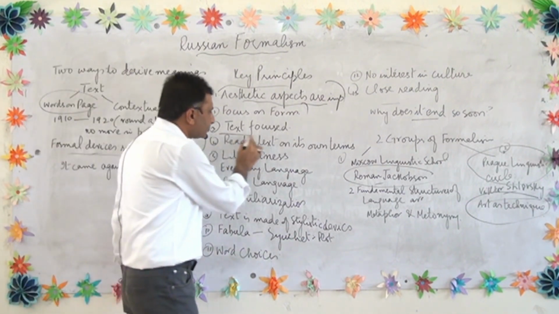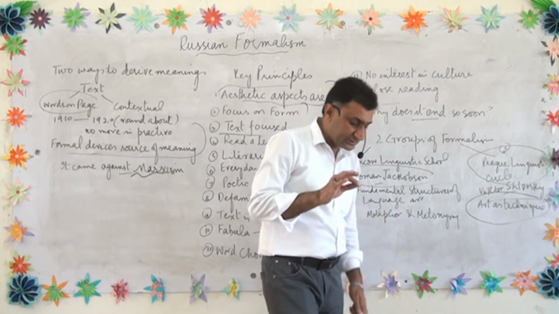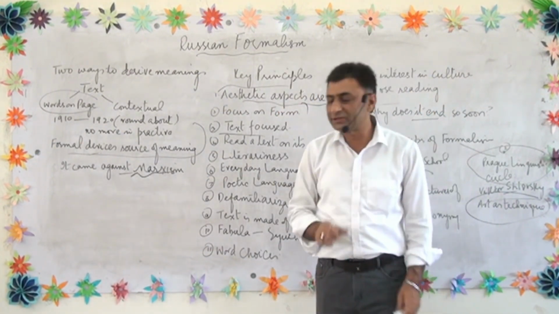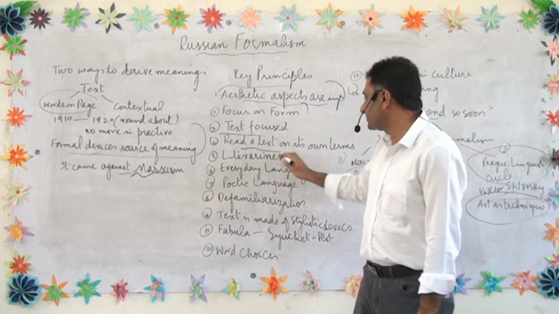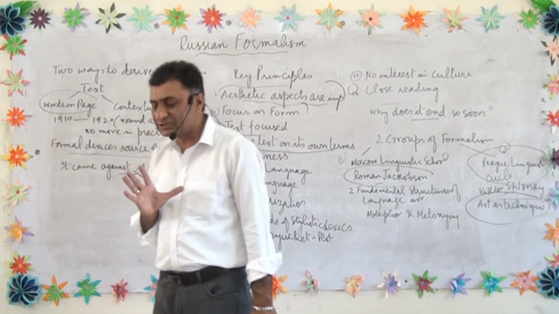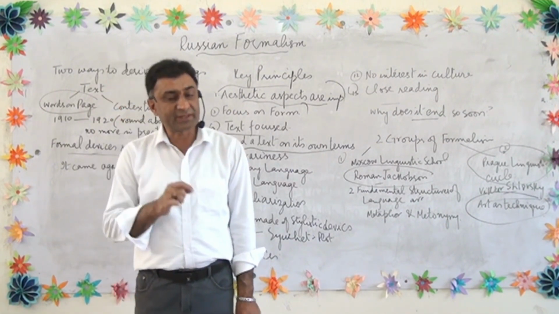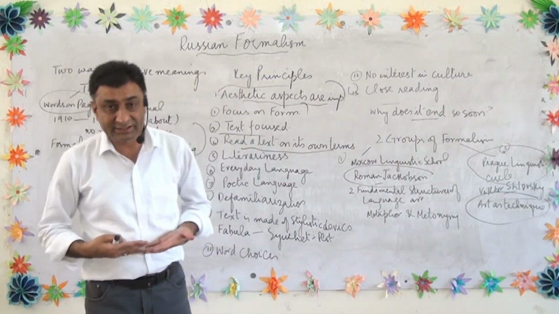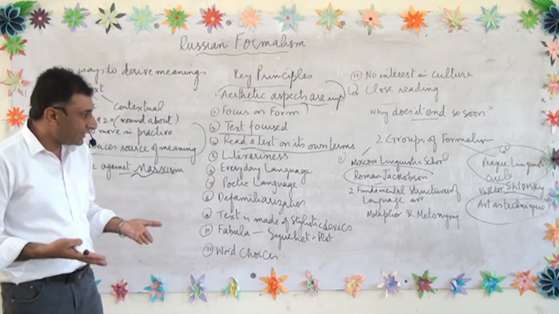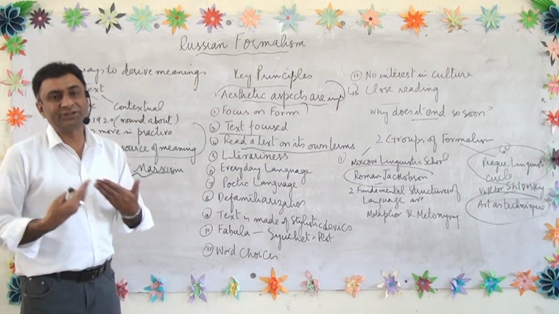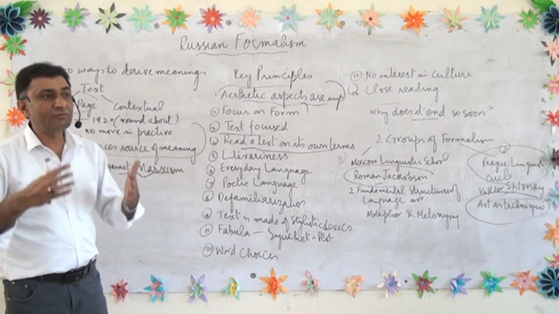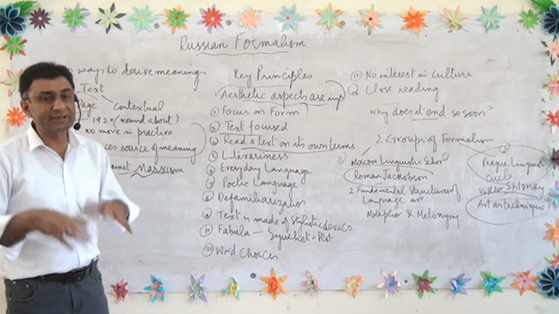Then text focused. Again, it is that only and only text is the source of meaning. Words on the page are the source of meaning. Read a text on its own terms, meaning the text is not a thing which is depending upon something. Text is an independent entity. All the words which are part of the text, they have their own terms and conditions. How they are arranged, why they are arranged, and for what purpose they are arranged, it means there is something.